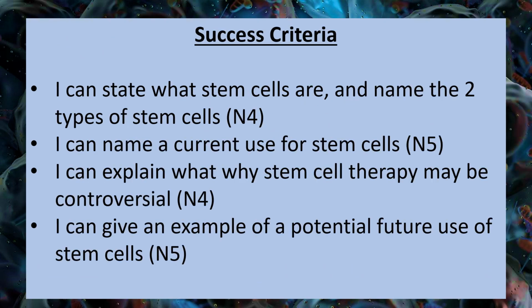We have now come to the end of the lesson, so you should now be able to state what stem cells are, so that they're unspecialized cells that are used in growth and repair. Name the 2 types of stem cells, which would be your embryonic and tissue stem cells. Name a current use for stem cells, so the treatment of leukemia by bone marrow transplant. Explain what and why stem cell therapy may be controversial, and give an example of a potential future use of stem cell. So why it is controversial is it's used in an embryo, and a potential future use of a stem cell might be in the treatment of Alzheimer's or Parkinson's disease. So well done if you managed to confidently do all of that. If you can't, then you need to go watch the video again.